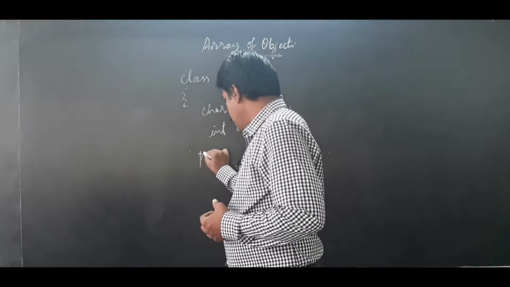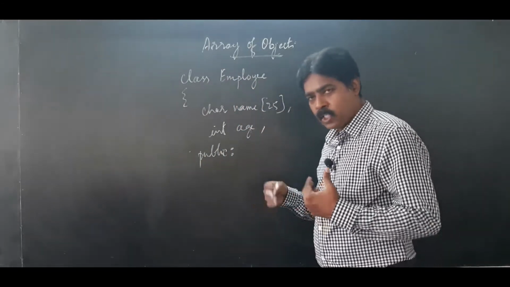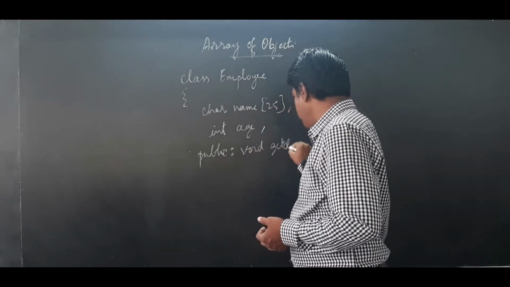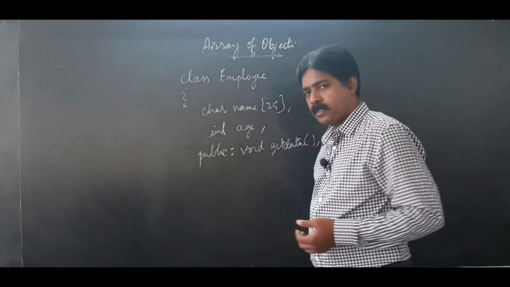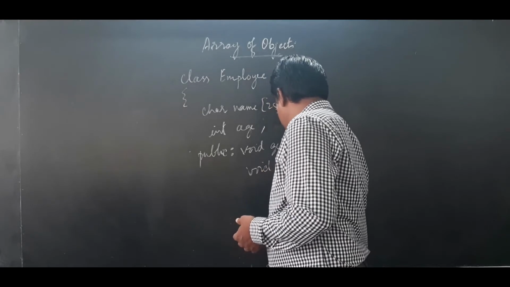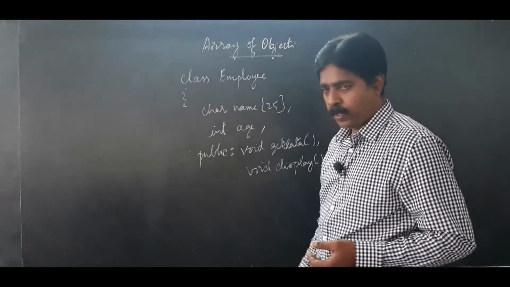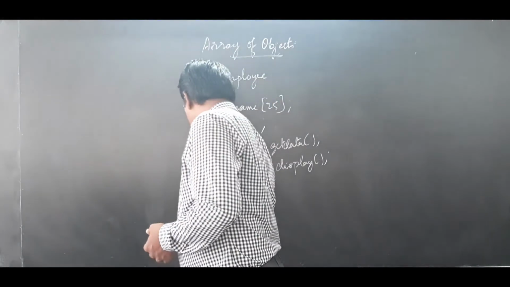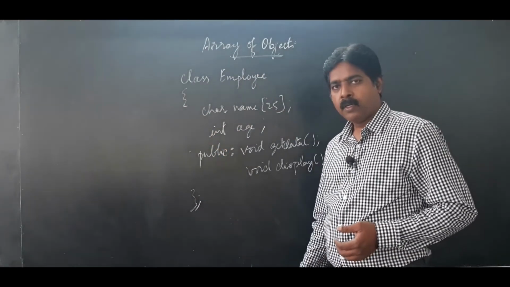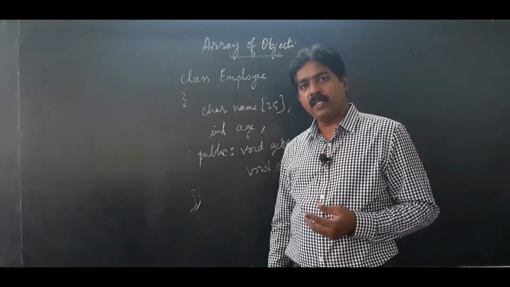Next, I go to public access specifier. Here I accept and I display, that is void get data, function brackets, then void display to display the 2 details of an employee. I close the flower bracket. Now we need to go for the object, that is array of objects. Let us imagine we have 2 categories of employees.